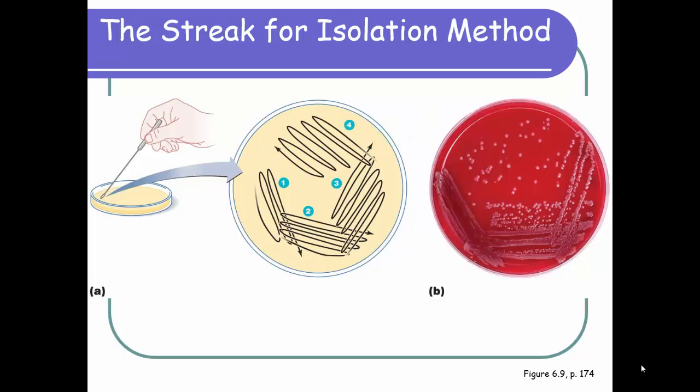This will allow us to dilute, if you will, the number of bacteria within each streak line, and you wind up with single isolated colonies. You know, if you take this colony and put it into other media, you have only one type of bacteria or one strain of bacteria.